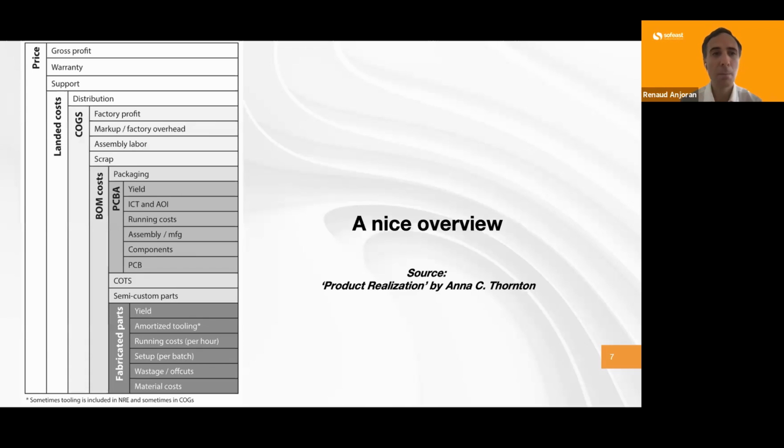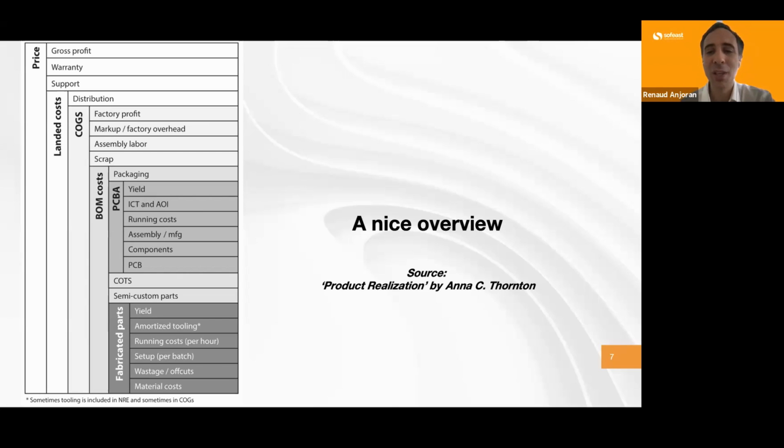And that's a nice overview, sort of a waterfall view of all of these costs, and it comes from that textbook called Product Realization by Anna Thurston, which we highly recommend. Basically, you start with your BOM costs, the bill of materials I mentioned. So there's maybe some mechanical parts, electronic parts, packaging, and so on. Add all of that up. This is your BOM costs. Then add up basically what corresponds to assembly: the labor of assembly, the scrap, the markup, the overhead of the factory and their profit.